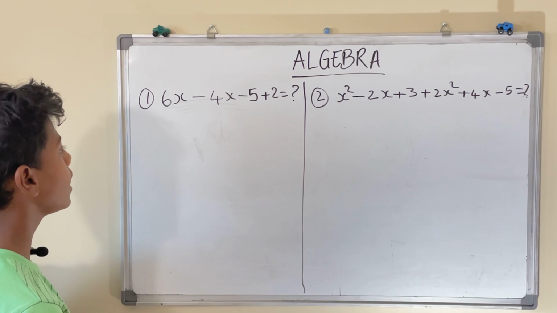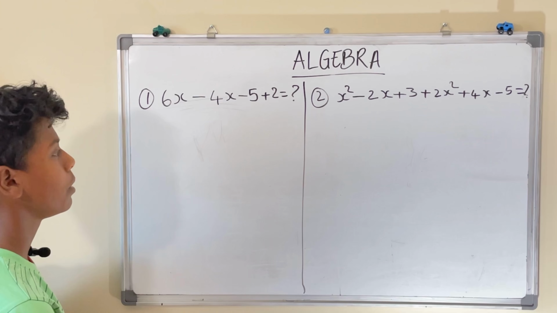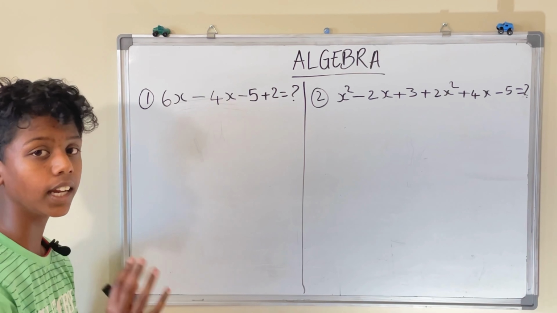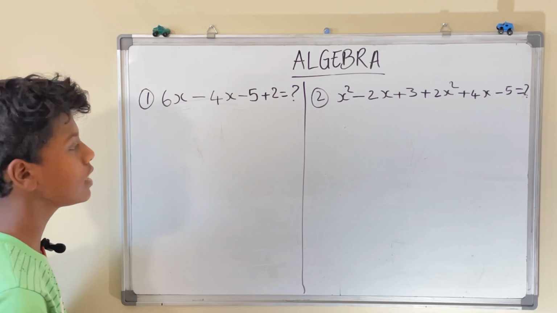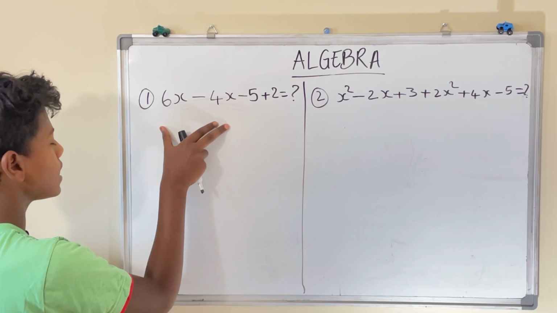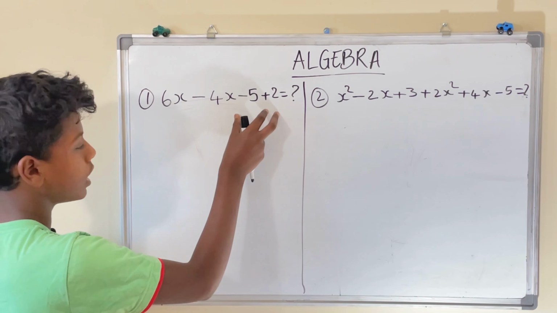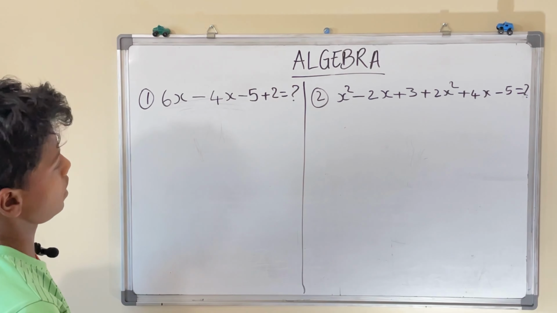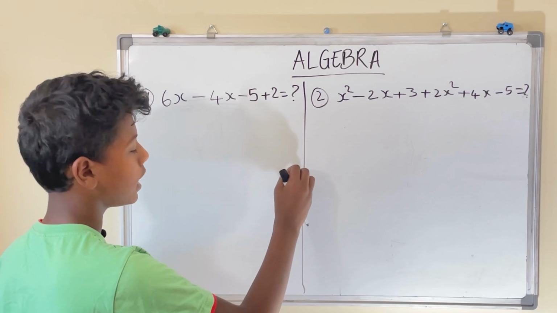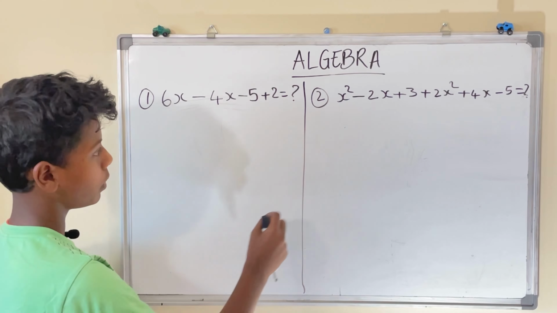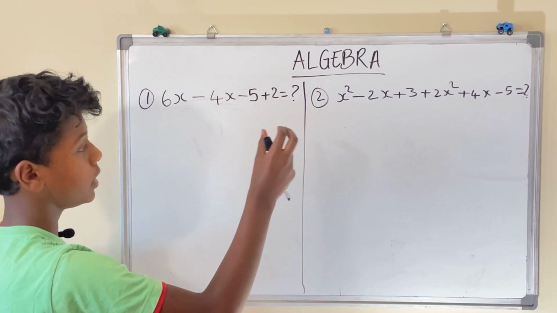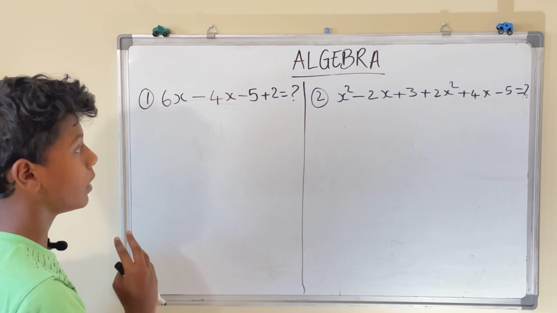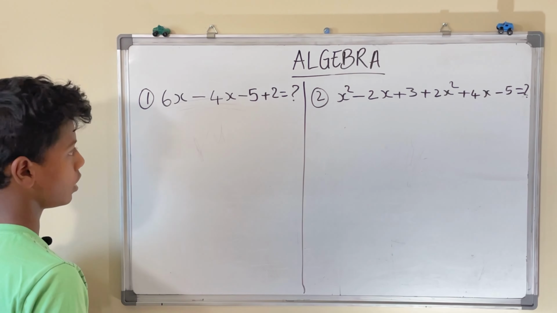Question 1. 6x minus 4x minus 5 plus 2. Here what we do is we collect like terms. That means we take out the x's and put them together, and the numbers and put them together. Like squares, we put them together. We first take out the squares and then we add or subtract them, judging by their sign. And then we do our x's and add or subtract them, and then our numbers. And we put them in the arranging order from squares to numbers.